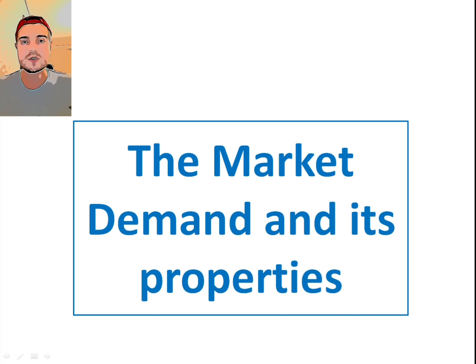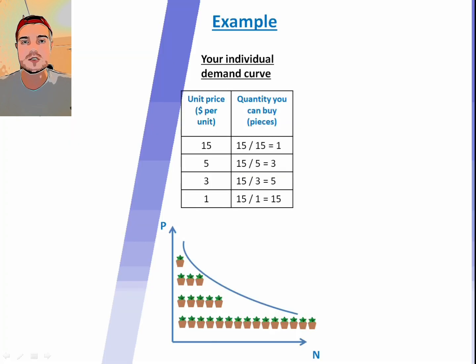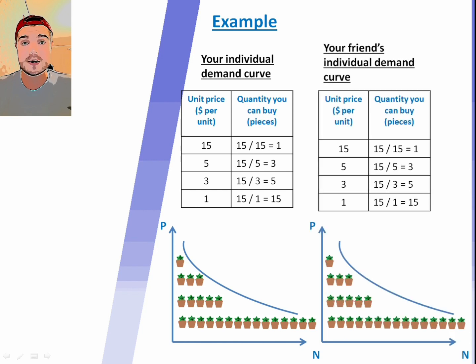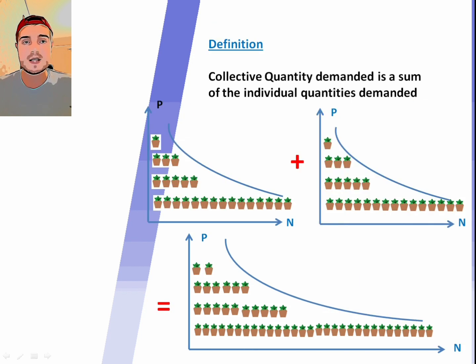Let's imagine that only you and your friend in the market like pineapples. You remember your demand curve determined by your individual budget constraint. It is easy to assume that your friend's budget is equal to $15 too. Hence, your friend's individual demand curve looks like your curve. By definition, the collective quantity demanded is a sum of the individual quantities demanded. Hence, we can easily infer the collective demand curve by summing your and your friend's individual quantity demanded. The collective demand is depicted in the lower figure.